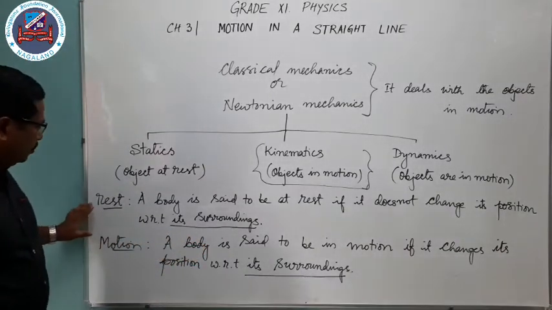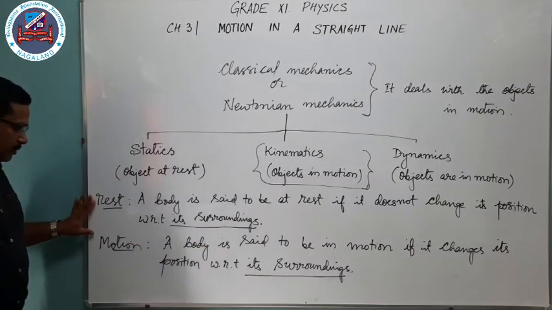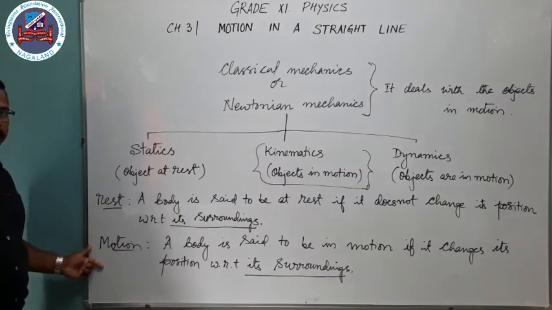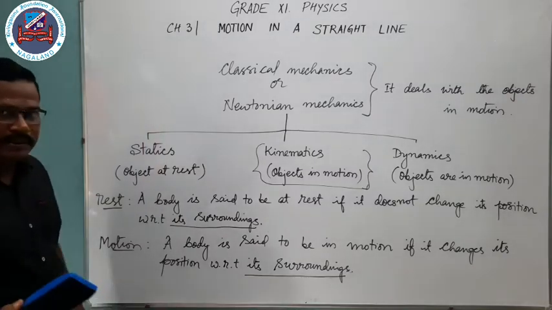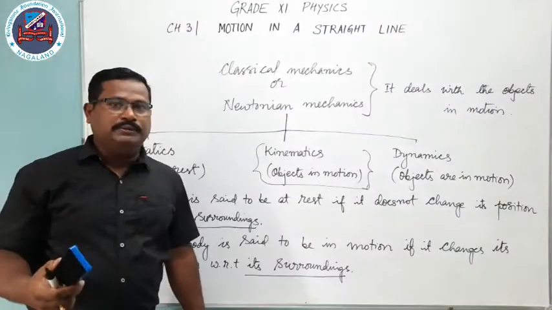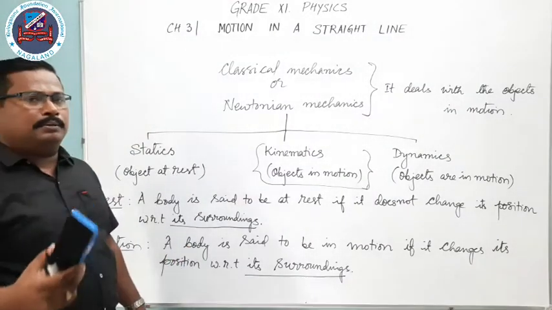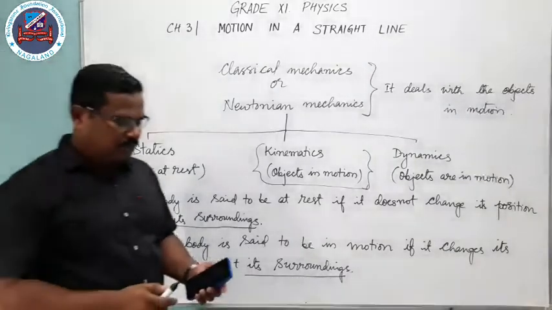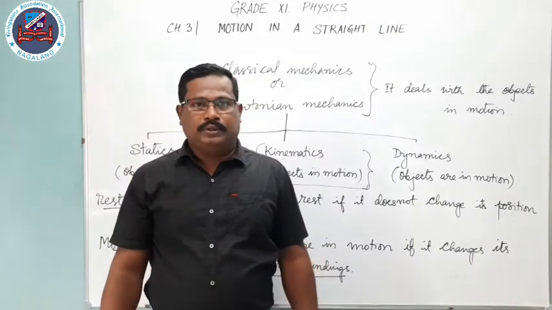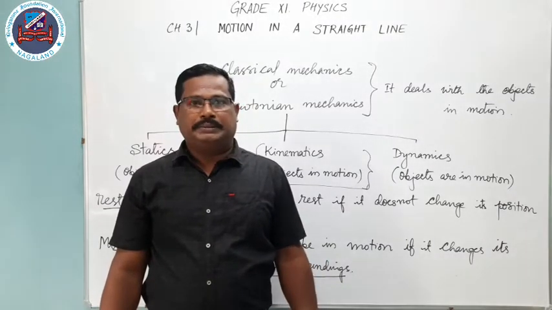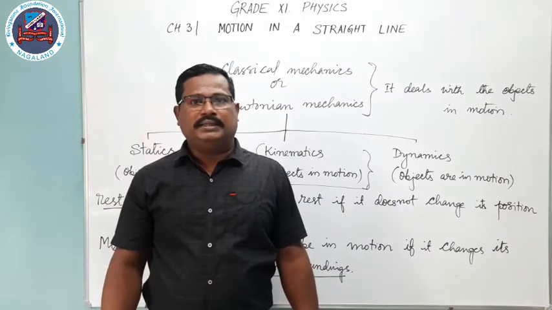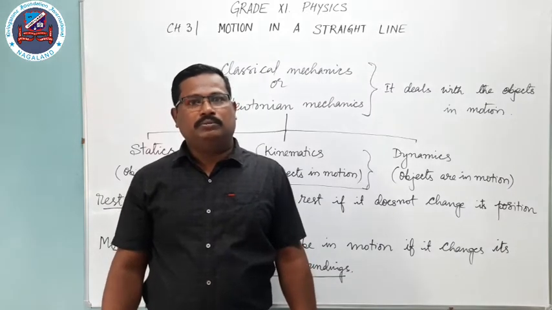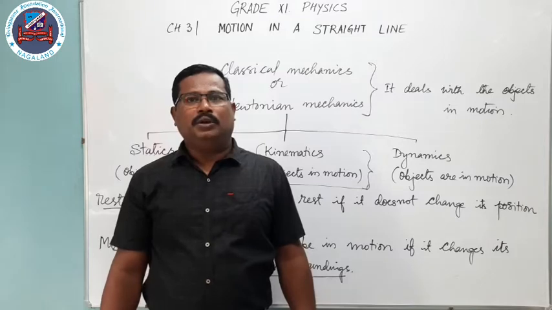Now, no object in this universe is absolutely at rest or absolutely in motion. With respect to some object, the body may be in motion. With respect to some object, the body may be at rest. Let us see such examples. Suppose I am standing still here. With respect to you, with respect to the board, I am at rest. But we know that our earth is revolving around the sun. So along with the earth, I am also moving. With respect to the sun, I am in motion.